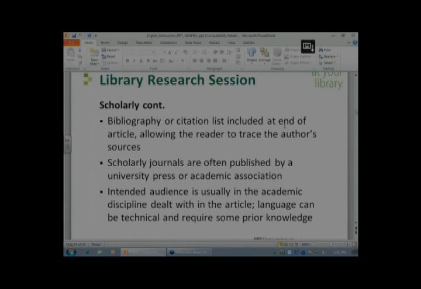The intended audience for scholarly work is usually the academic discipline that the article deals with, or the book. We'll talk about books more in a minute. Not necessarily though, but usually English research is intended for an English literature audience most times. That doesn't mean that people from other disciplines don't use interdisciplinary work. I read a lot of history for the work I do. Historians read a lot of literature.